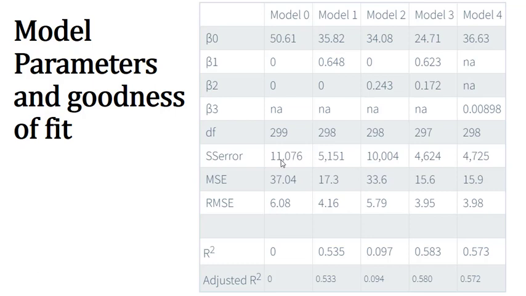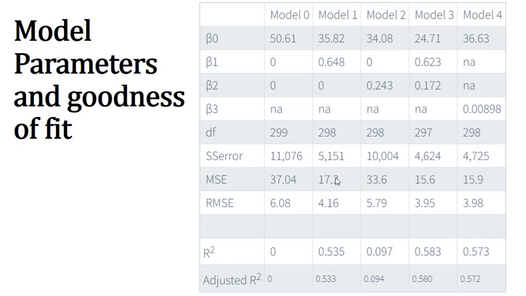Yes, so 11,076 minus this value, and the score we obtain there, we divide by 11,076, and that's the R square. So basically the R square tells us how much of the variability of the data is explained by the model. Okay, so this is more than half.